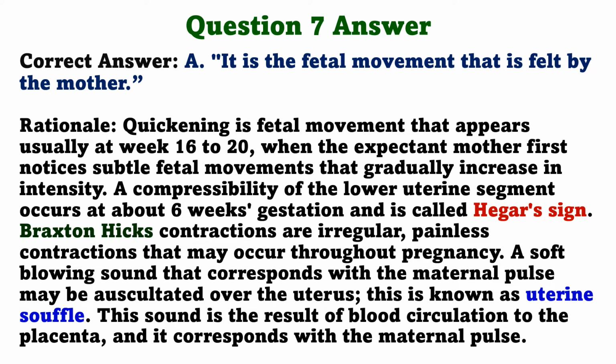Braxton Hicks contractions are irregular, painless contractions that may occur throughout pregnancy. A soft blowing sound that corresponds with the maternal pulse may be auscultated over the uterus. This is known as uterine souffle. This sound is the result of blood circulation to the placenta, and it corresponds with the maternal pulse.